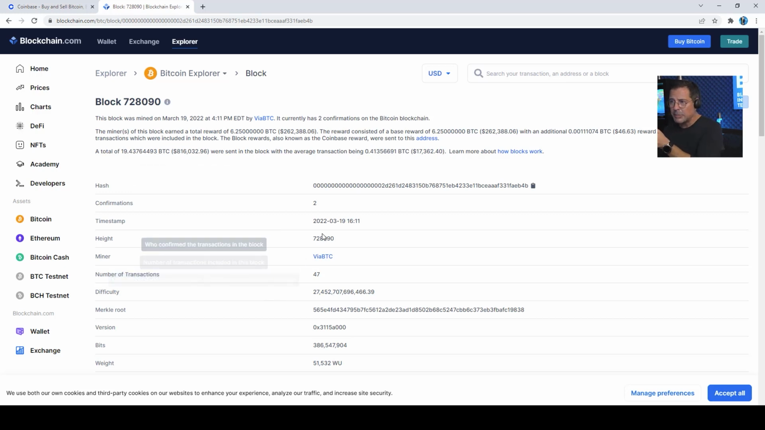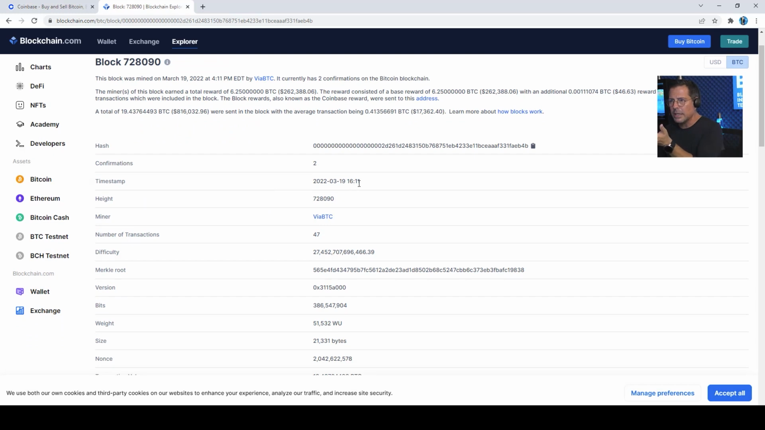You will see the timestamp for that. It's actually happening on March 19th of 2022. Now, interesting things you need to know. All this information is available on the Block Explorer. You've got the hash for this transaction. You can see exactly what the timestamp is of when this block was created. You can see the miner that actually created this. It's ViaBTC, a mining pool. ViaBTC mined this specific block.